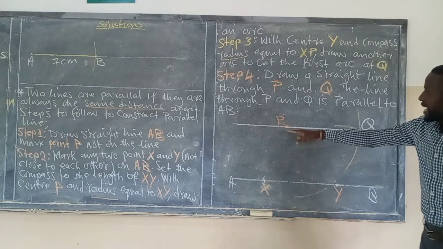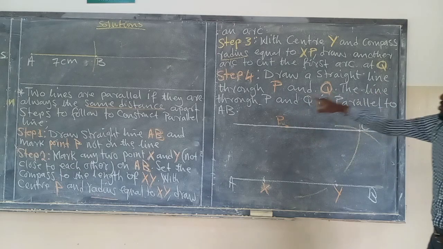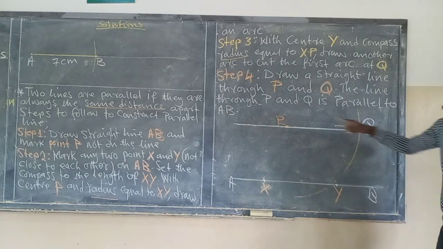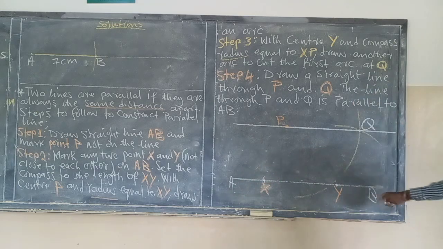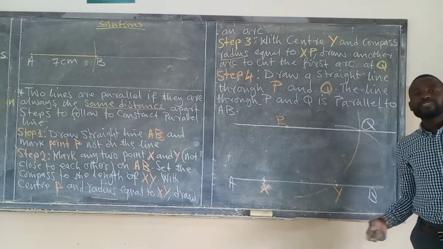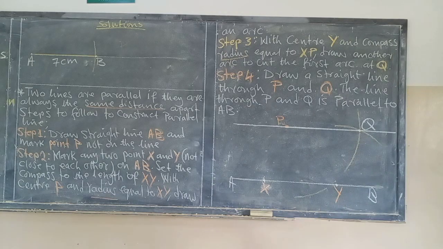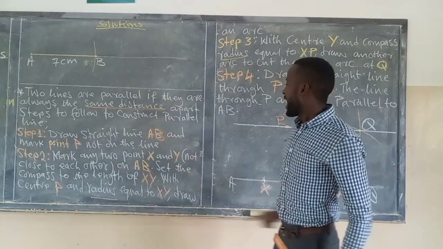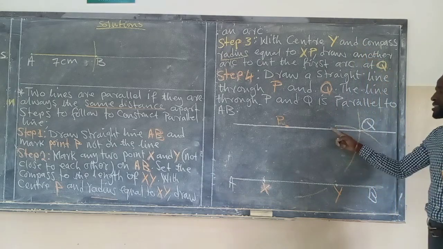Now, once you draw the line cutting through P and Q, the line through P and Q is parallel to AB. As you can see, these 2 lines are parallel. Parallel lines simply means that these lines will never meet. No matter how long you extend them, they will never meet. They will never come to meet at one point, because they are parallel.